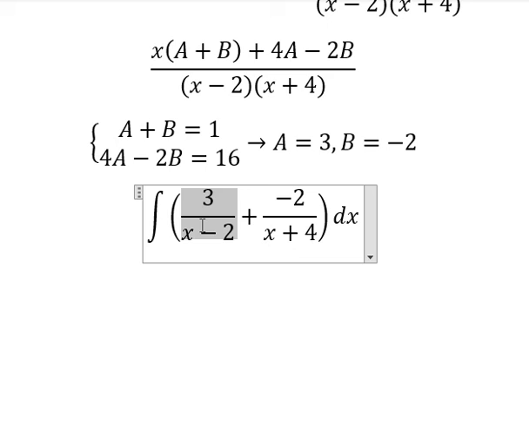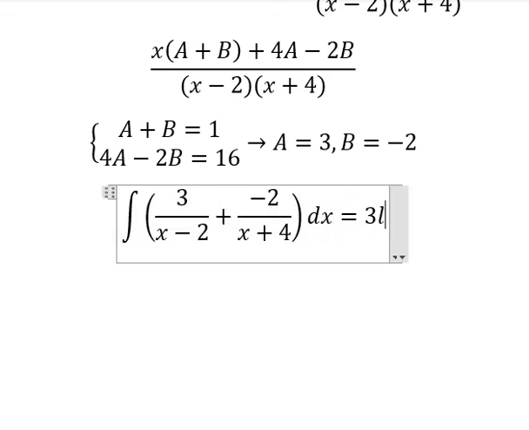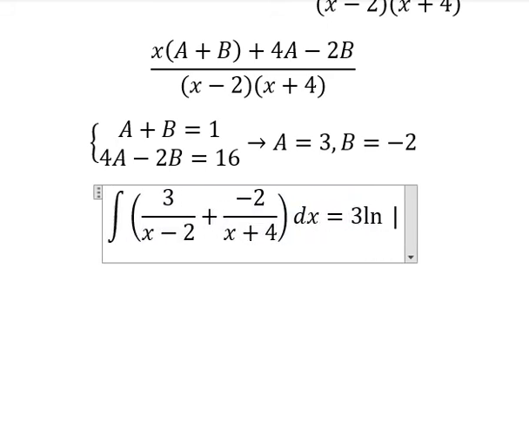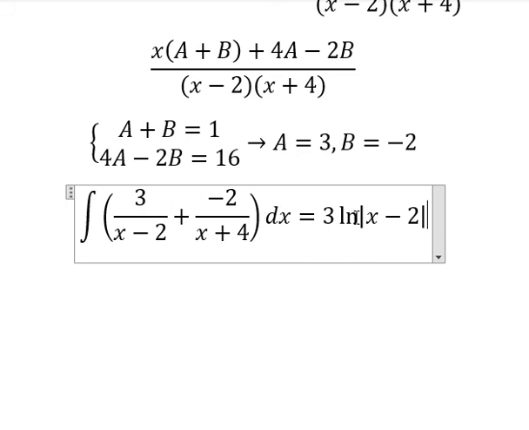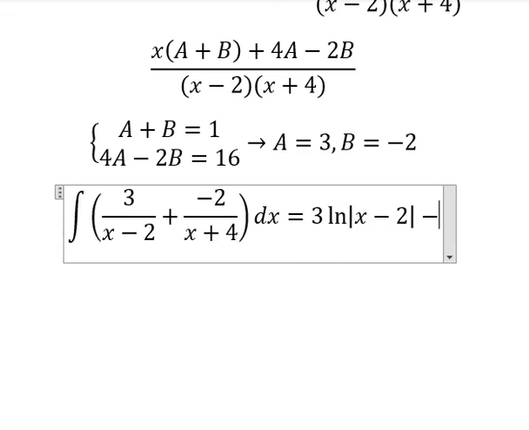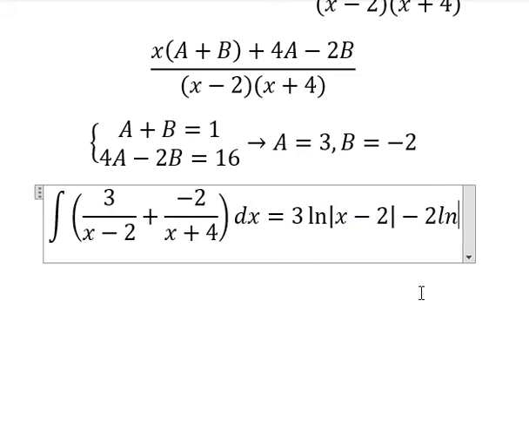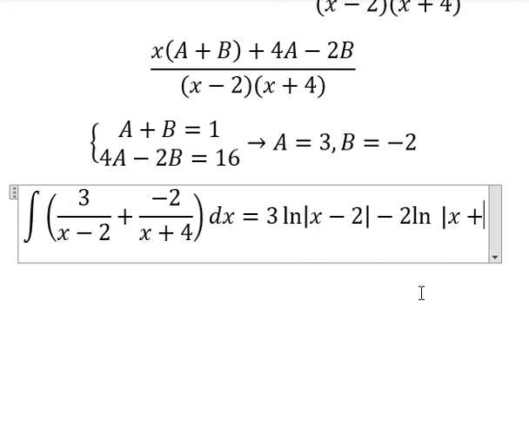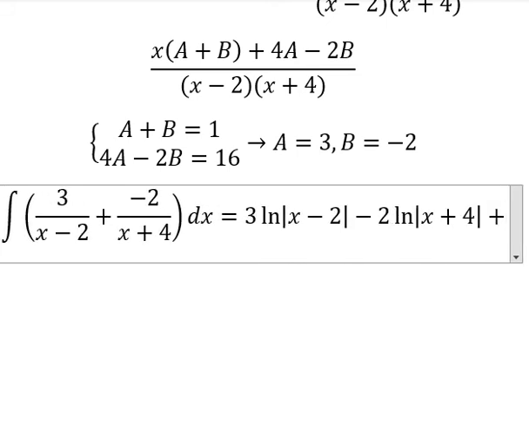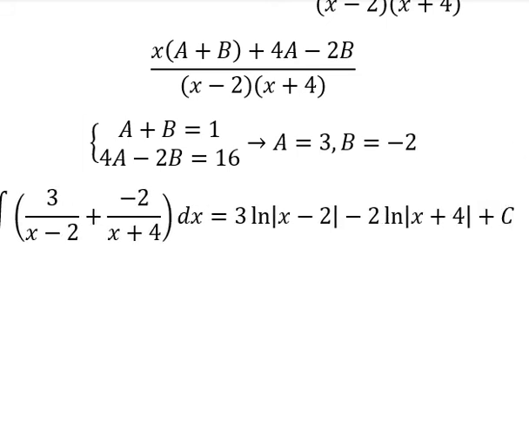Now the integration of this one, we have 3 ln of the absolute value of s minus number 2. The integration of this one, we have negative number 2 ln of the absolute value of s plus 4, and I will put plus c. And here is the final answer.